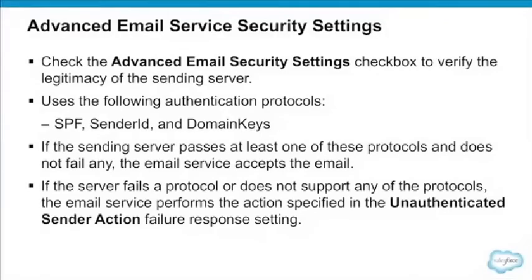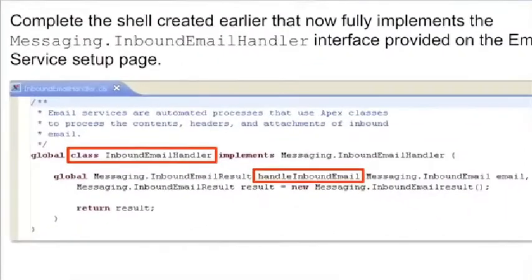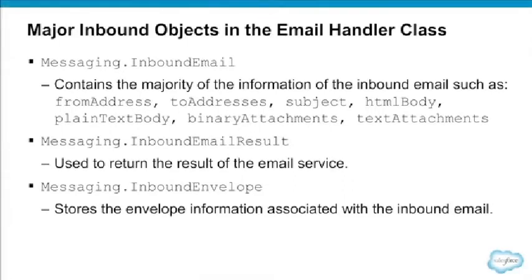Let me continue with the slides. So I talked about the advanced email security settings, detecting the authenticity of the email. What is going to happen here within your code, which has the handle inbound email, you're going to receive an inbound email object, which represents the email. So you can access who sent it, who is it sent to, what was the subject, what was the body, and then the list of text attachments, and then the list of binary attachments, right?